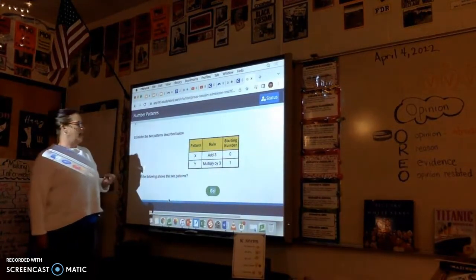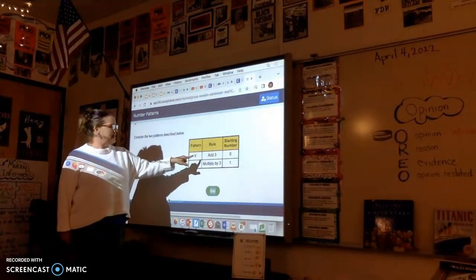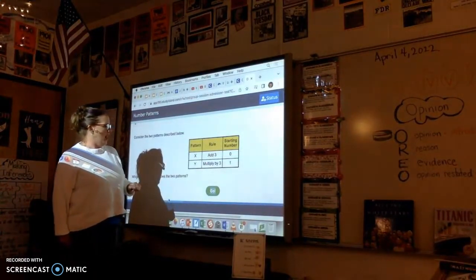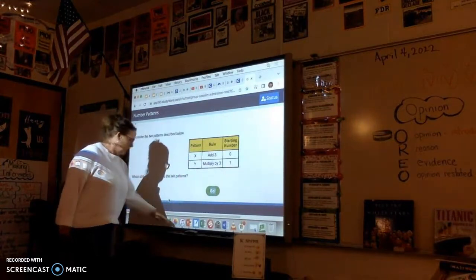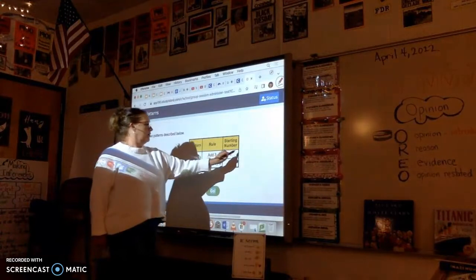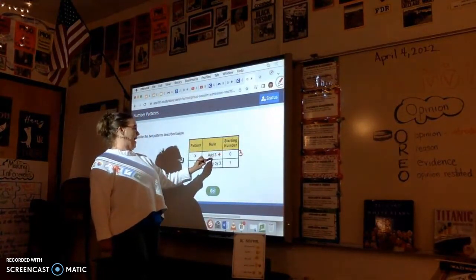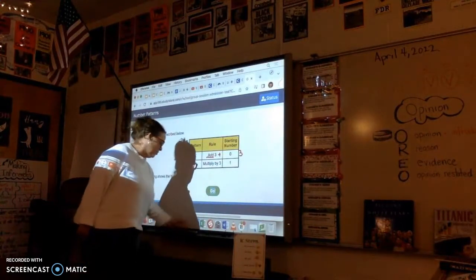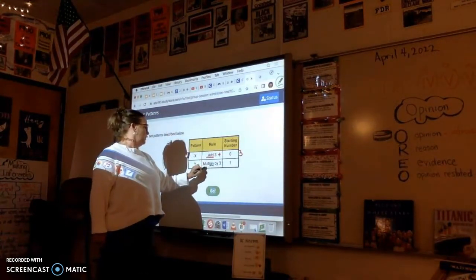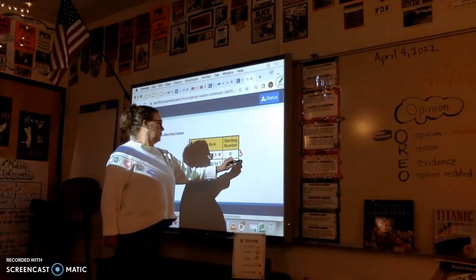There we go. Okay. So the pattern of X is add 3, Y multiply by 3. So if we add 3 and 0, what do we get? 3. This one is add by 3. What does the next one say? Multiply by 3. So 3 times 1 is 3.